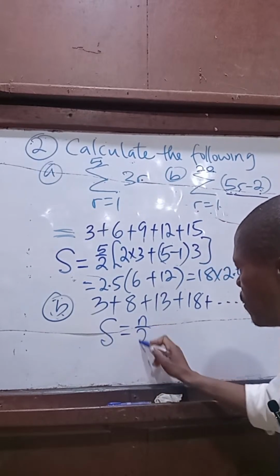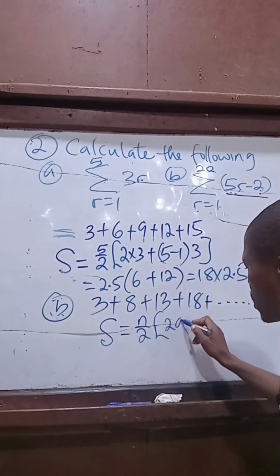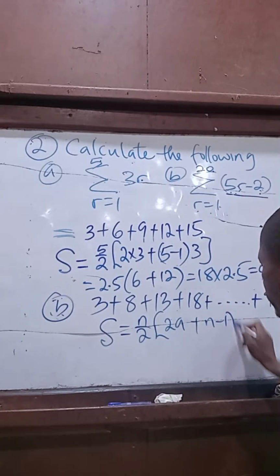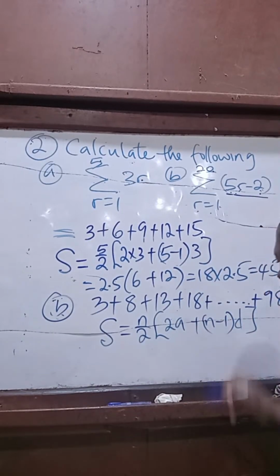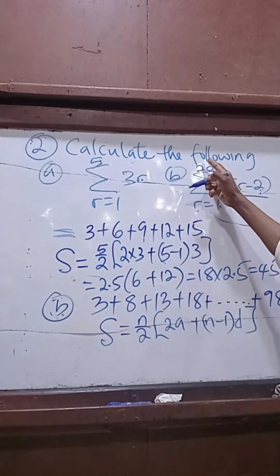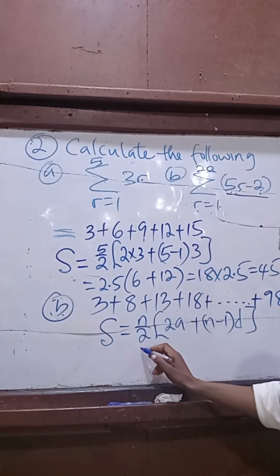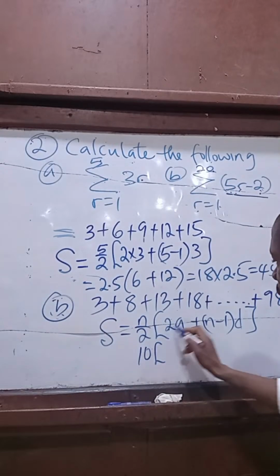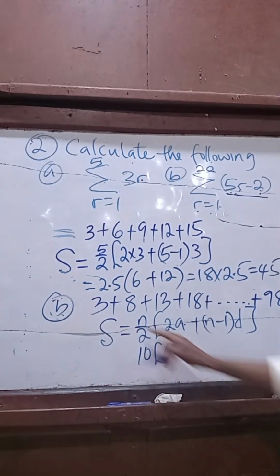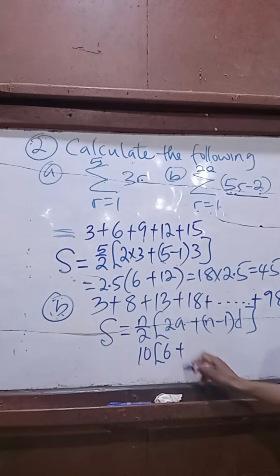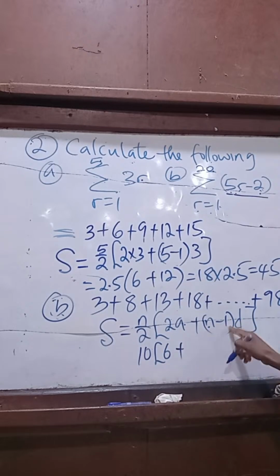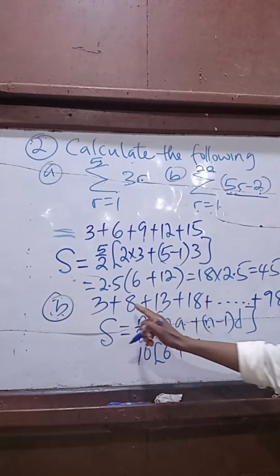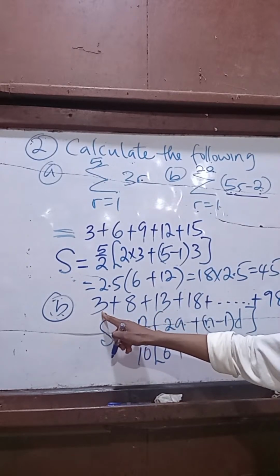Use your formula for the sum of the sequence. That's the formula for the sum of a sequence. Then begin to plug in those parameters. Your n is 20. So that's 10 times 2 times a, that's 6, my a is 3, plus 19, 20 minus 1, and then times the common difference, 8 minus 3, that's 5.